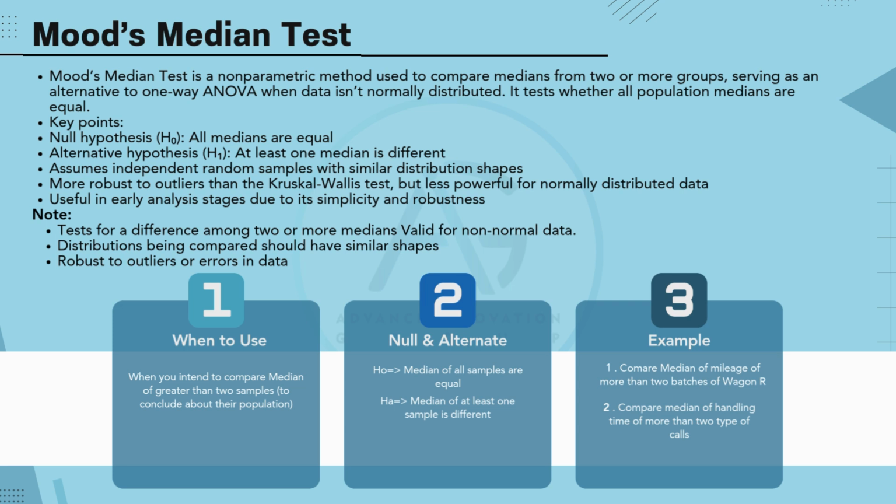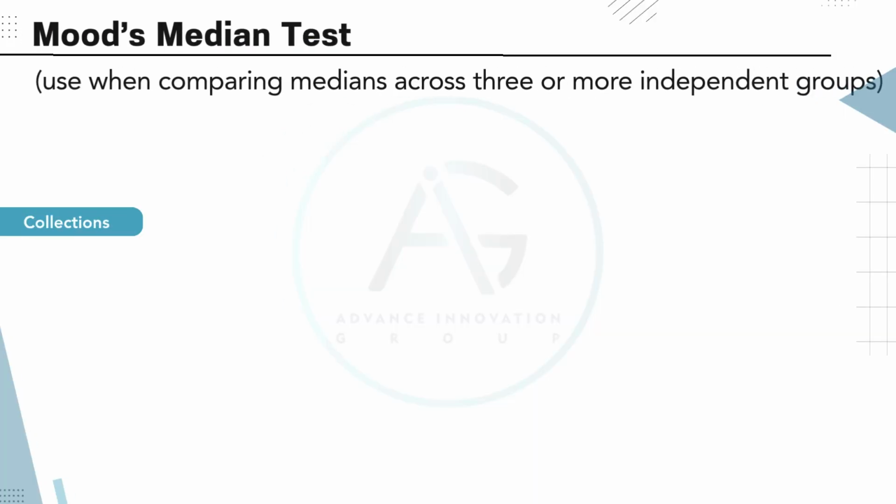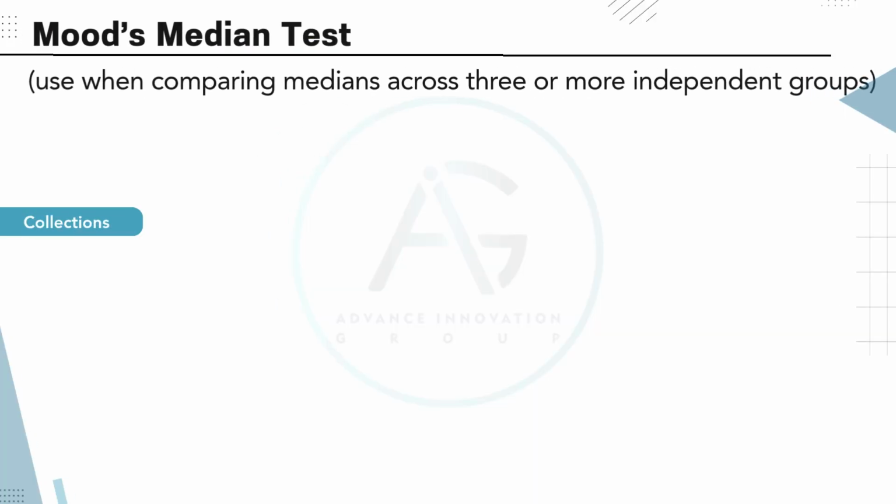This test is robust to data issues like non-normality and outliers. However, keep in mind that for valid comparisons, the shapes of the distributions being compared should still be similar. Slide title: Mood's median test. Use when comparing medians across 3 or more independent groups.